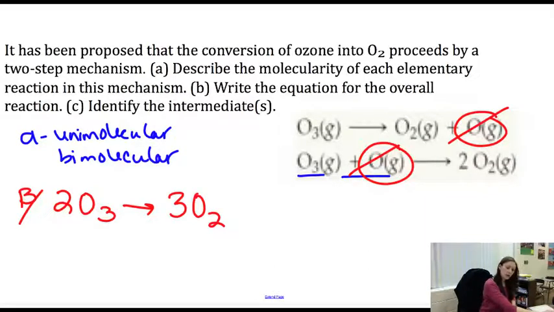C asks for the intermediate, and that is the one we just crossed off. That's one that gets formed, and then we use it up in the next step. So O is our intermediate.